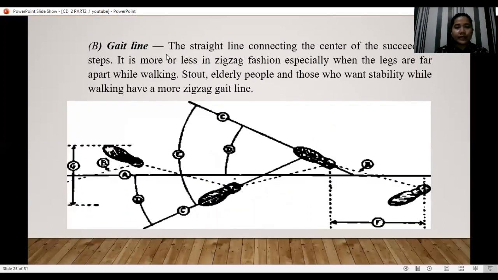So, the next one, we have the gait line. When we say gait line, it is the straight line connecting the centers of the succeeding steps. It is more or less in a zigzag fashion, especially when the legs are far apart while walking. Stout and elderly people and those who want stability while walking have a more zigzag gait line. So, saan ba yung zigzag line natin dyan? Ito yung tinatawag natin na gait line, yung pa-zigzag na dot line na yan.